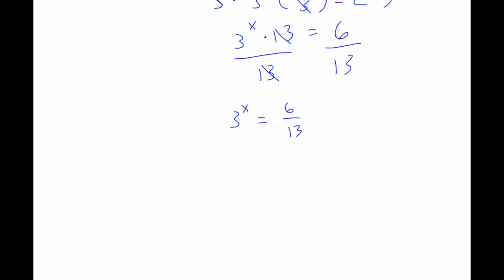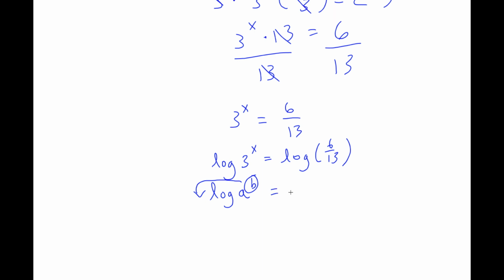And now to solve this problem, I can take the log on both sides. So I'll have log 3 to the power of x is equal to log of 6 over 13. And an important property of logarithms is that if we have something in the form log a to the power of b, we can actually move this exponent b to the front of the logarithm. So this will be equal to b times log a.